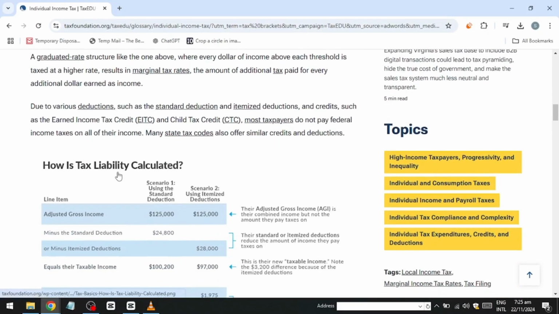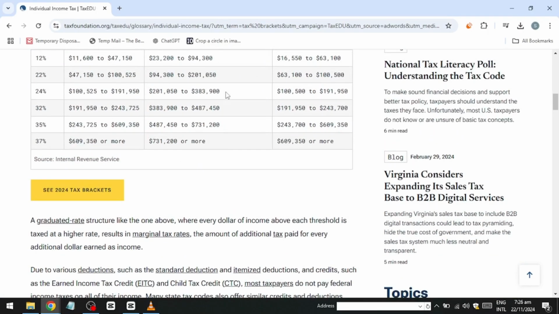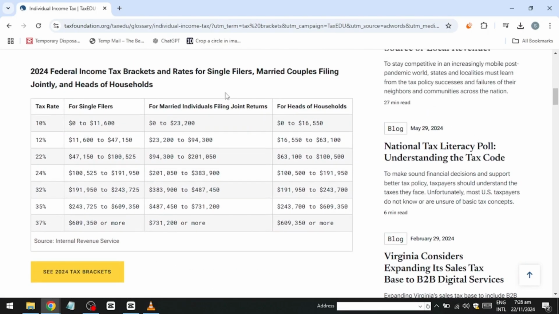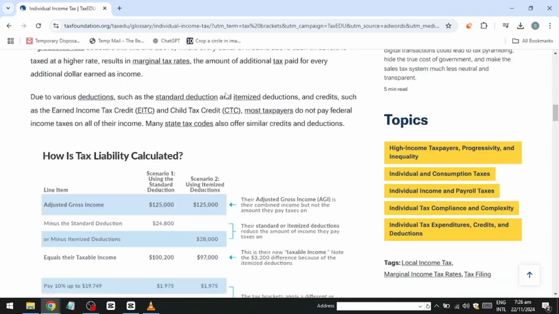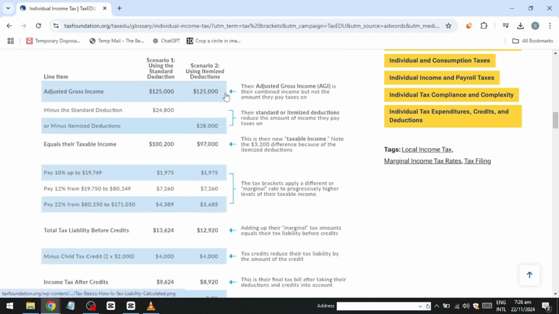Now, let's talk about deductions and credits, which can lower the amount of income tax you owe. A deduction reduces your taxable income. For example, the standard deduction is a fixed amount you can subtract from your total income, which reduces the portion of your income that's taxed. In 2024, the standard deduction for a single filer is $24,800. On the other hand, tax credits directly reduce the amount of tax you owe.